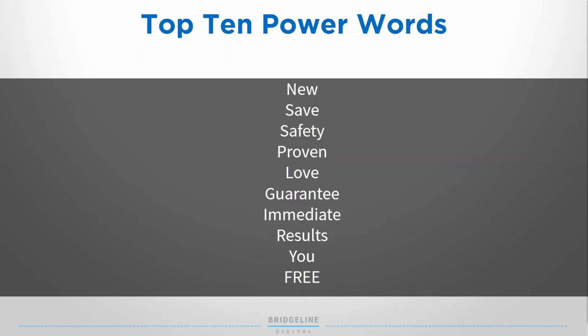So now for the top 10 power words. And we'll start from the top. New, which really appeals to our basic human curiosity to seek novelty. Save, we all love a bargain. Safety, connotes reliability, appeals to the basic human needs. Proven, really justifies your claims and removes fear of the unknown. Love, this is an all-time favorite, maybe not so much in business, but overall for email marketing. Guarantee, if you have one, just make sure you state it. It ironclads your offer. Immediate, or replaced with now or instant.